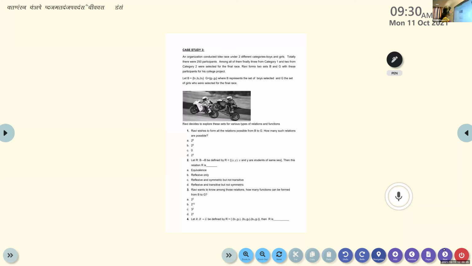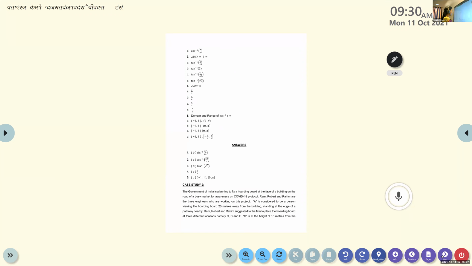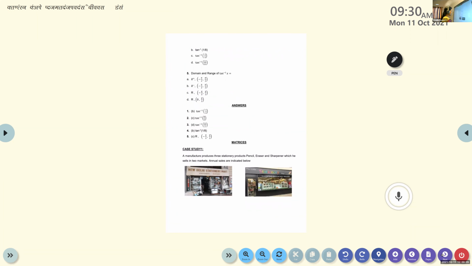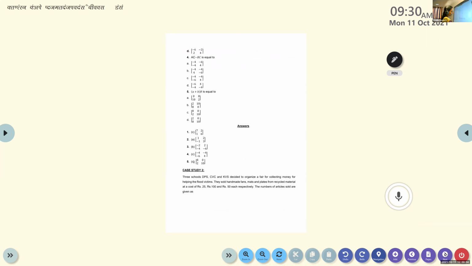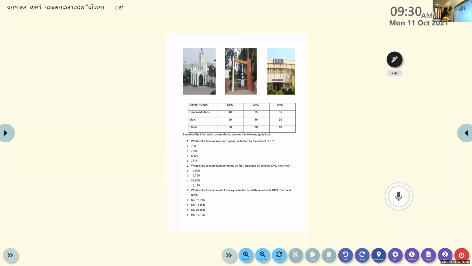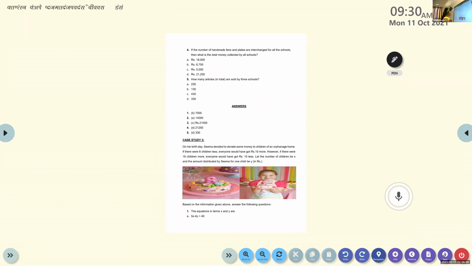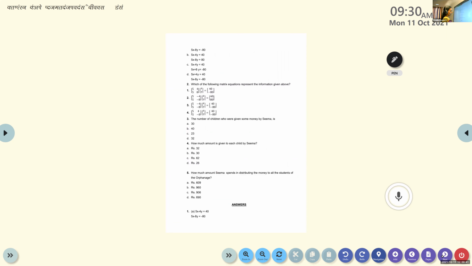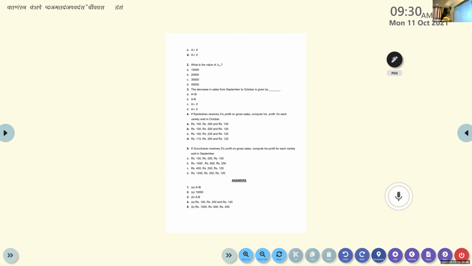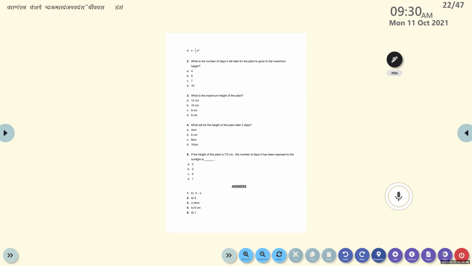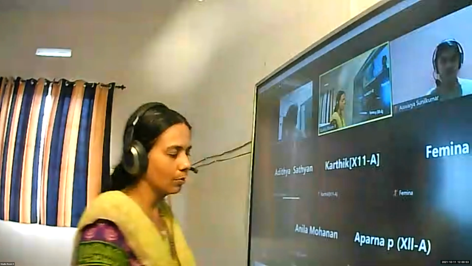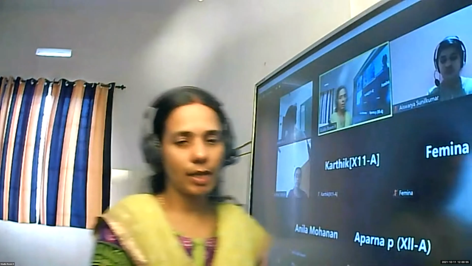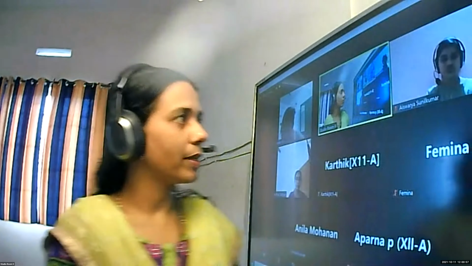Usually in application of derivatives, we get case study questions. In the last class, I think we discussed finding the maxima and minima, or increasing and decreasing. Till which one did we discuss, Aditya? No. Okay. So today we are going to discuss case study questions in application of derivatives based on maxima, minima.